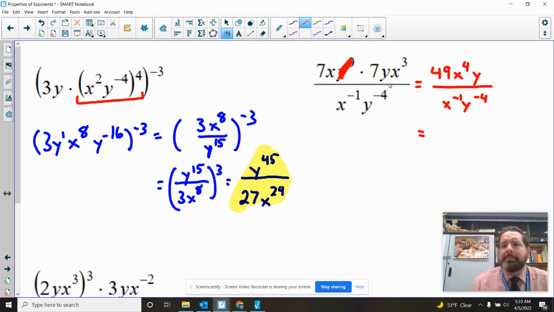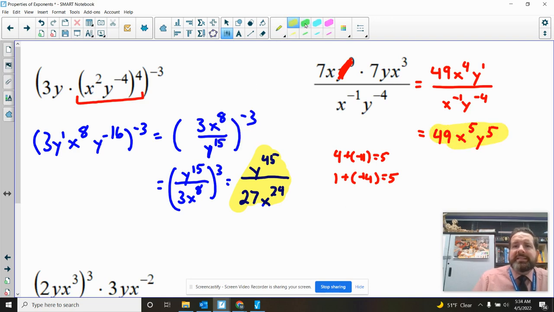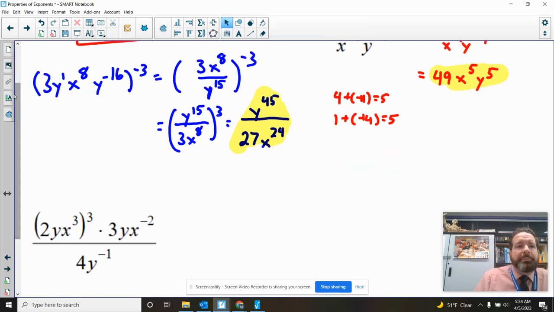Now, you got choices. I think here, why don't we just apply our subtraction property, right? When you divide exponents, you can subtract those exponents. So 49, and for my x's, 4 minus negative 1. 4 minus negative 1 is 5, so x to the 5th. And for my y's, it's 1 minus negative 4. 1 minus negative 4. That also ends up being 5. Right, there it is. So take it a step at a time. Keep track of your work as you go.